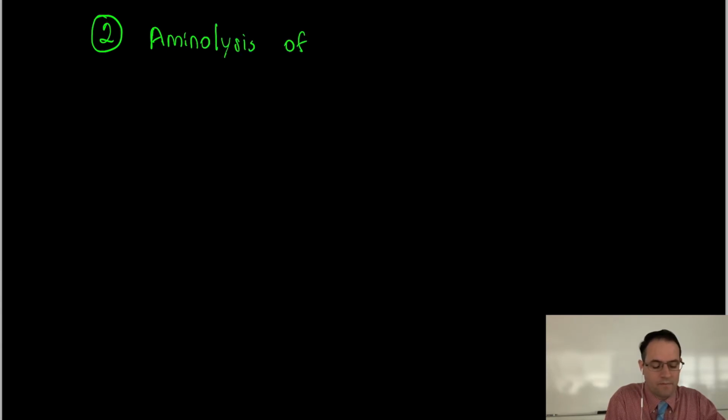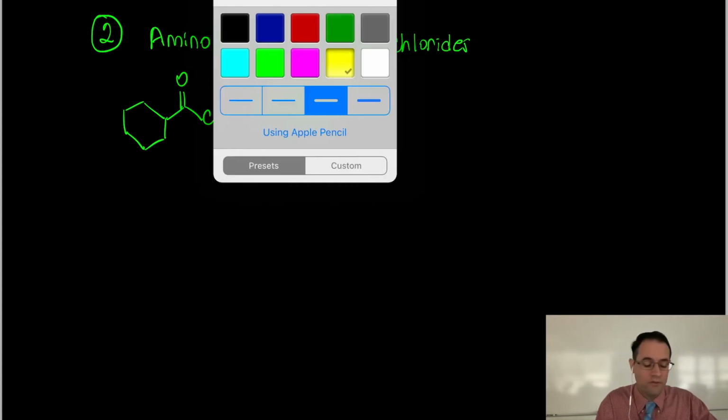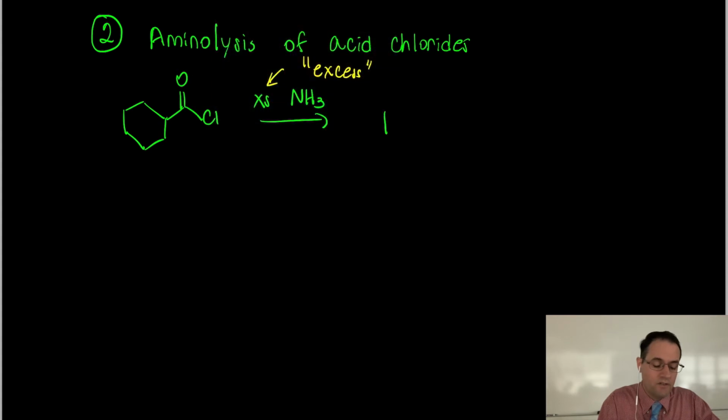Aminolysis of acid chlorides. Okay. What does this look like? If you take an acid chloride and you add excess ammonia. XS stands for excess. Okay, that means more than 2 equivalents. What you'll form here is an amide.